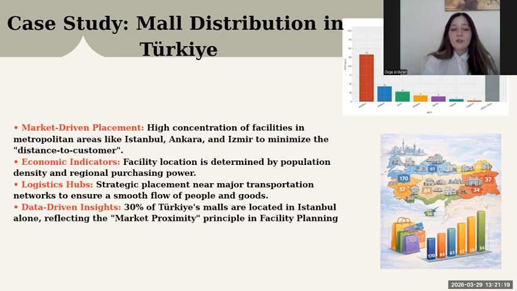Why is there such a high concentration in Istanbul, Ankara, and Izmir? This is a perfect example of market-driven placement. Firms place facilities where population density and purchasing power are highest to minimize the distance to the customer. These cities serve as logistic hubs, ensuring smooth flows of goods. You can see the graphics.